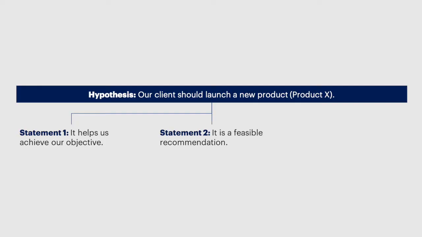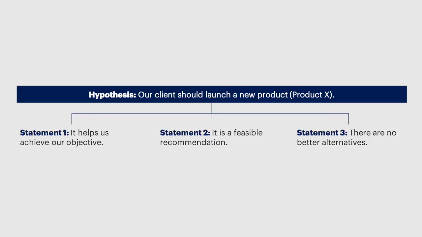A second statement that is quite common and could be applied to a lot of cases is that it is a feasible recommendation. This is important because if the recommendation is not feasible, the client wouldn't be able to do it even if it's a good idea in theory. And a potential third statement could be that there are no better alternatives that the client should look into. Within each of these statements, there are more sub-statements that you could be testing that could contribute to whether these statements hold true.